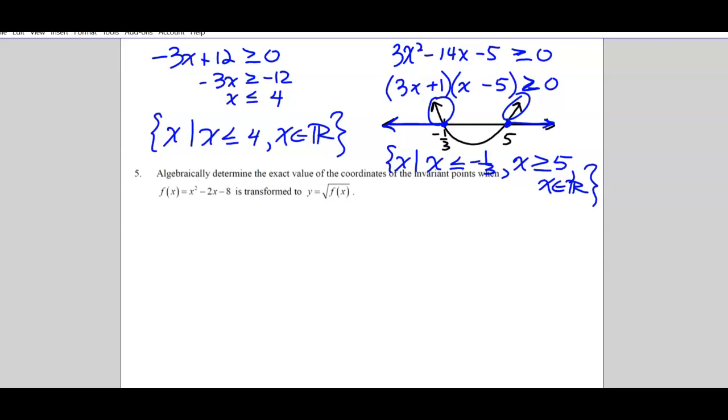Okay, so invariant points: when y equals 0, so in this case when f of x equals 0, you'll get invariant points, and when f of x equals 1. So 0 equals x squared minus 2x minus 8. See if you can factor. If you can't factor, you're going to have to use the quadratic formula. It says exact. That one you can factor.